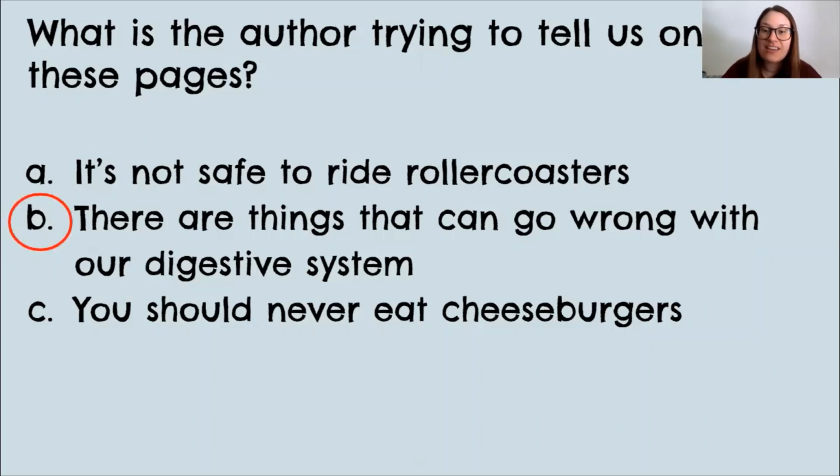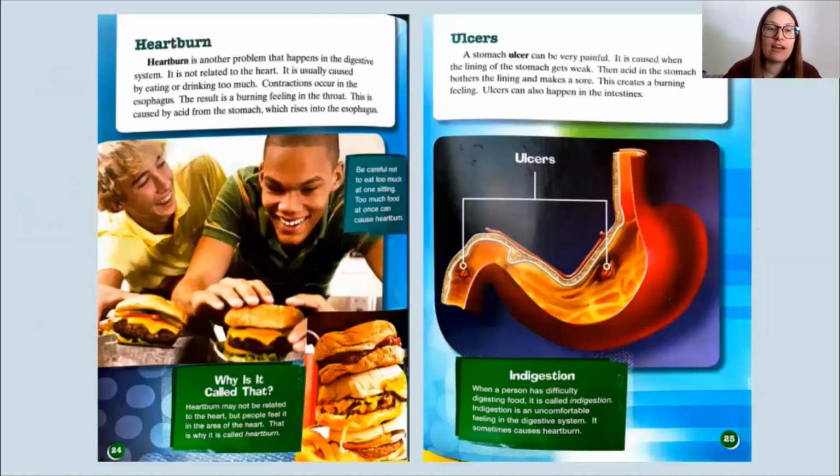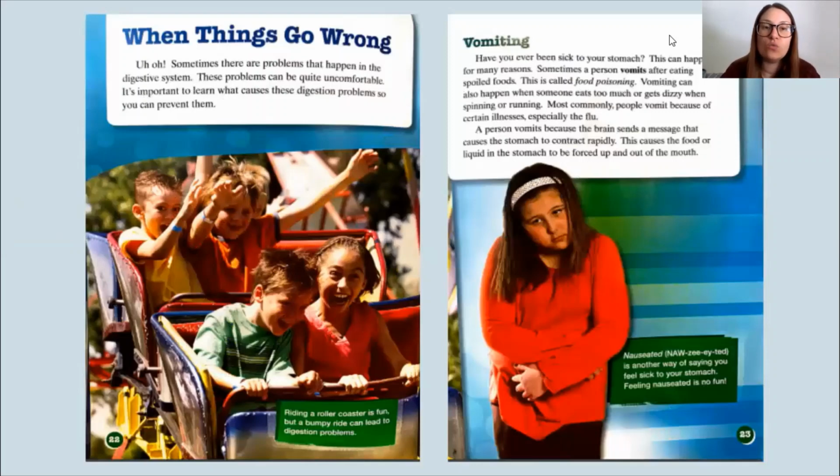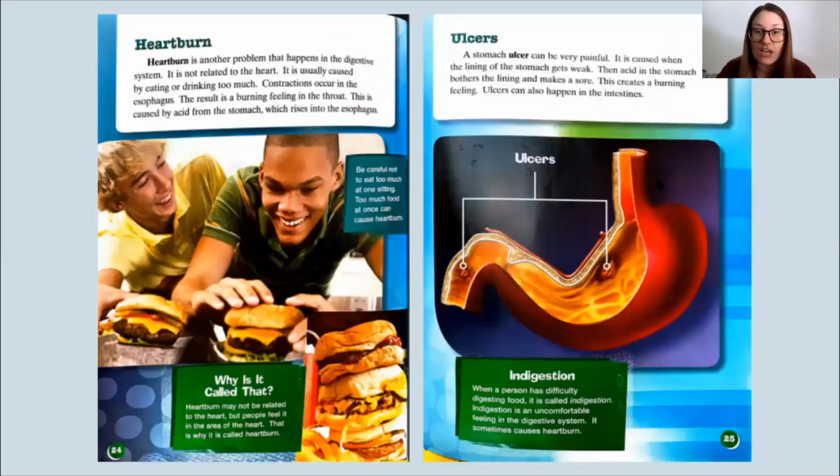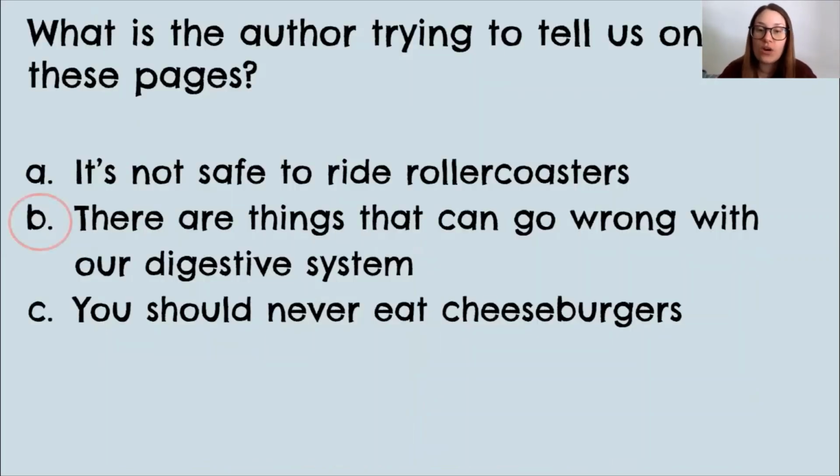If you chose B, give yourself a cheer. That's right. This page is telling us there are things that can go wrong with our digestive system. We know that because it's titled When Things Go Wrong, and it talks to us about specific things that can go wrong. Heartburn and ulcers, for example. Great work, second grade.